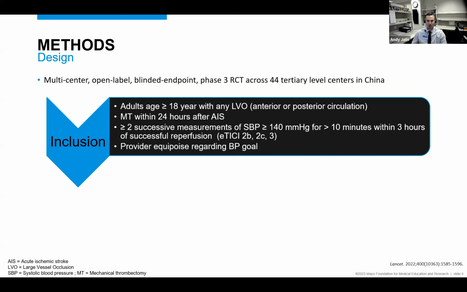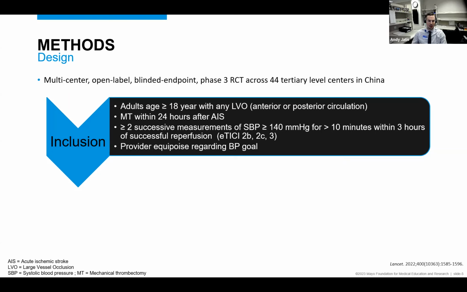For inclusion criteria, they looked at adults aged 18 years or older that had to have a large vessel occlusion. This included anterior or posterior circulation. And I would note in the previous BP target trial and some other studies, we've largely just looked at anterior circulation LVOs for these patients. So a little bit different in that aspect in this trial.